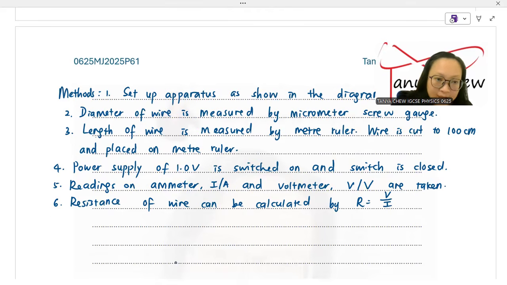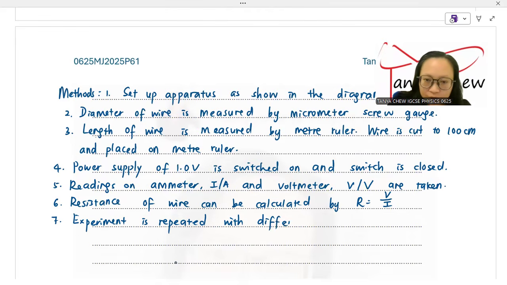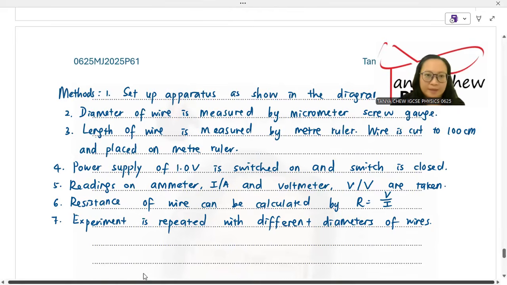Done. And the last part for the method, always remember to write this: repeat the experiment. The experiment is repeated with different diameters of wires, because we are investigating how different diameters affect the resistance of the wire. We are done with the method.